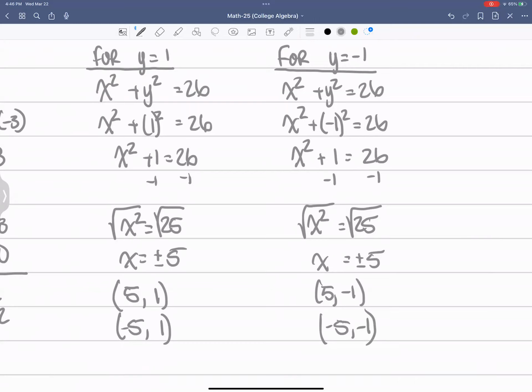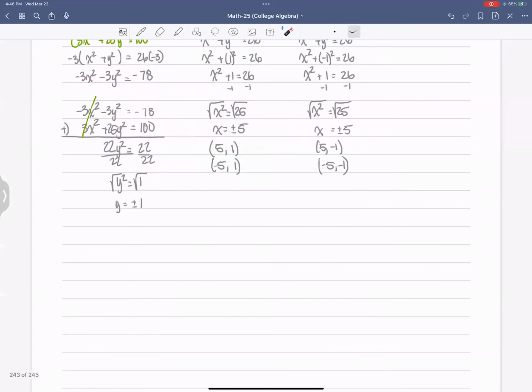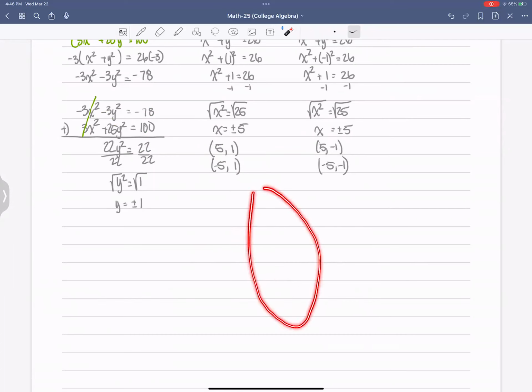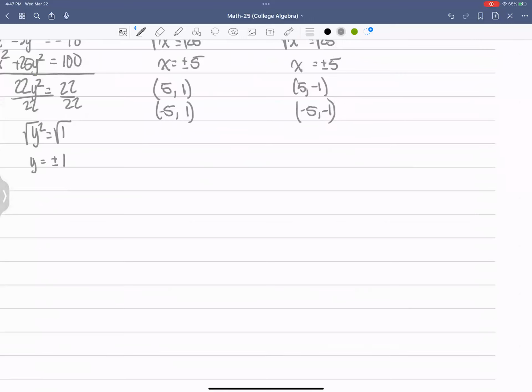So we have four solutions to the system of equations. So we do have that very first initial picture, though it doesn't have to be exactly like that. It could be something like this. Possibilities are endless. I'm sorry, going off on a rant. All right. (5, 1), (-5, 1), (5, -1), (-5, -1). So these are all the solutions to that system of equations.